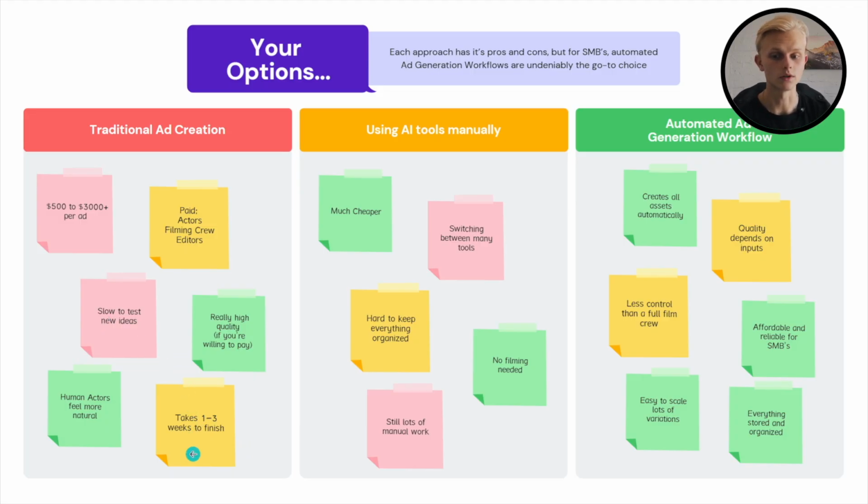It can take 1 to 3 weeks to finish, and that's when it's quick. But that being said, the pros of this is it does end up really high quality. That being said, you do need to work with an agency or a service provider that's going to make sure that the ads that are being generated are high quality. And human actors do feel more natural.